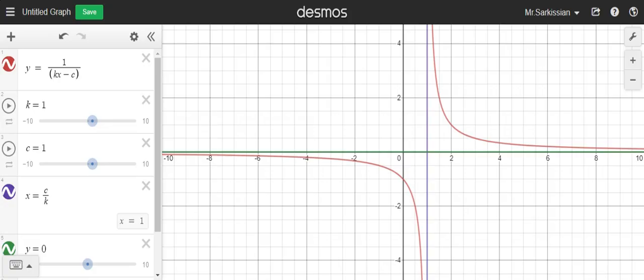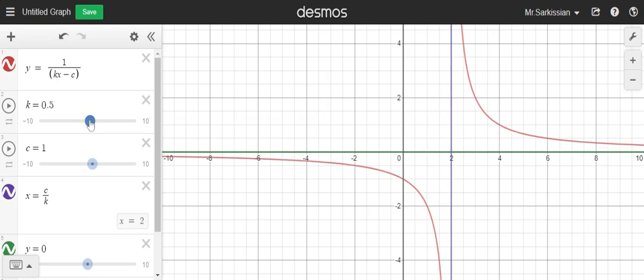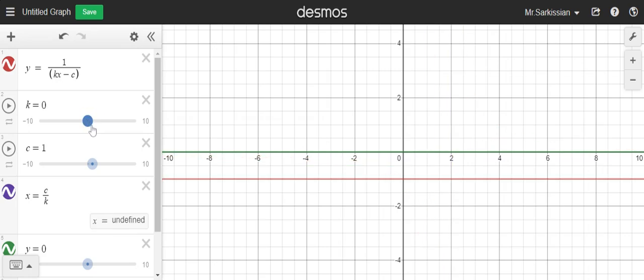Let's investigate, first of all, what happens if k is 0. Right now, k is positive, but what happens if k is 0? If k is 0, we end up with 1 over negative c. That's a constant. And if c is 1, we end up with just negative 1. So I'm going to make this k to be 0. Okay, so right now, you see a horizontal line.